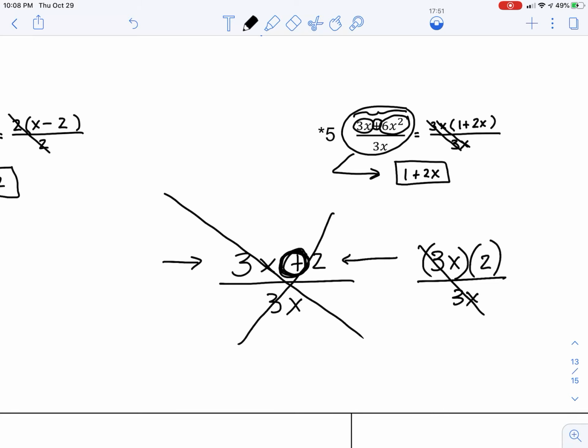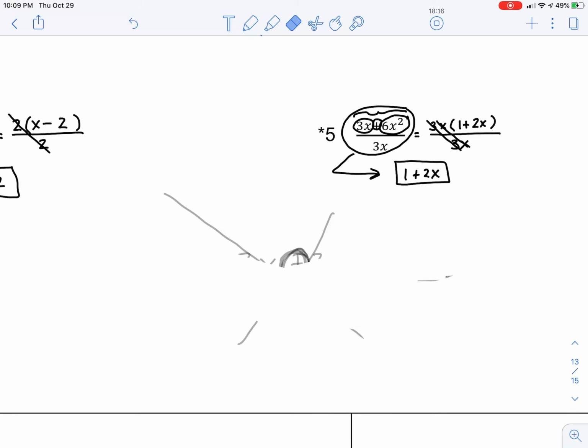If you're adding or subtracting, you cannot cancel. You cannot disturb what is part of the addition up there. But when there are factors, because why? Because 3x over 3x in this case is a 1, right? That becomes a 1. But it's not so when you have an addition or a subtraction over here. So keep that in mind.